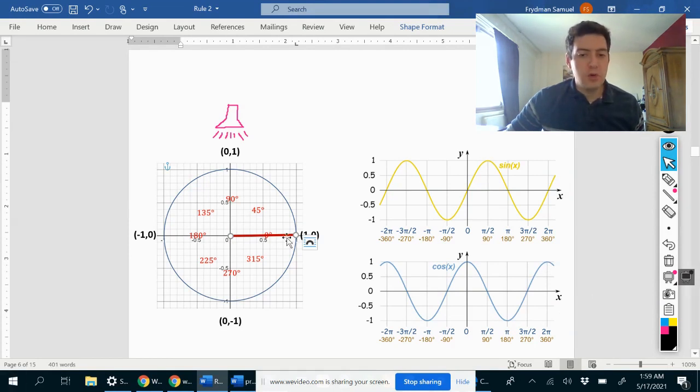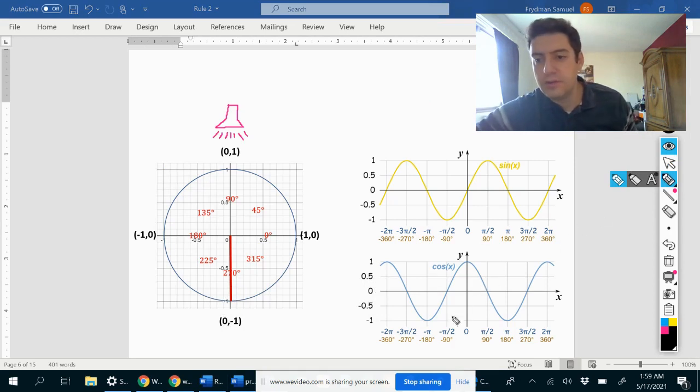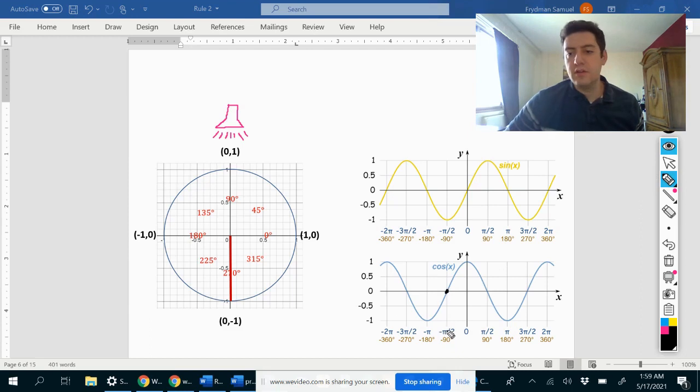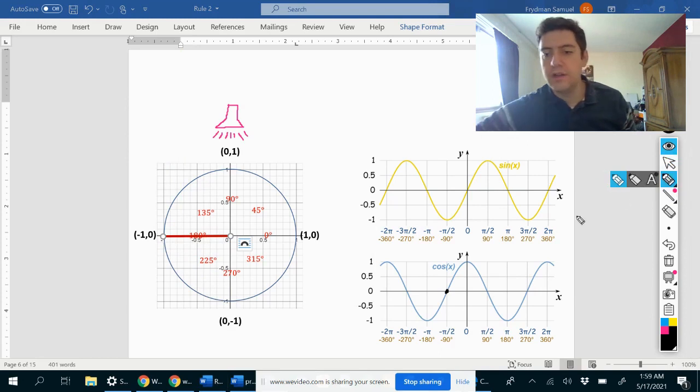And we could also go in the clockwise direction, which would give us negative angle measures, okay? And then at negative 90 degrees, the x value over here would be 0, or negative pi over 2 radians, if you like measuring in radians. At negative pi radians, or negative 180 degrees, then the x value would be negative 1.